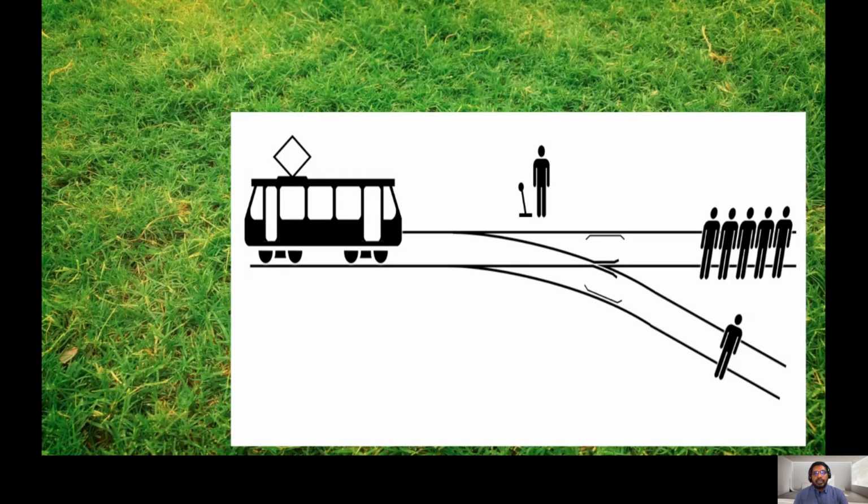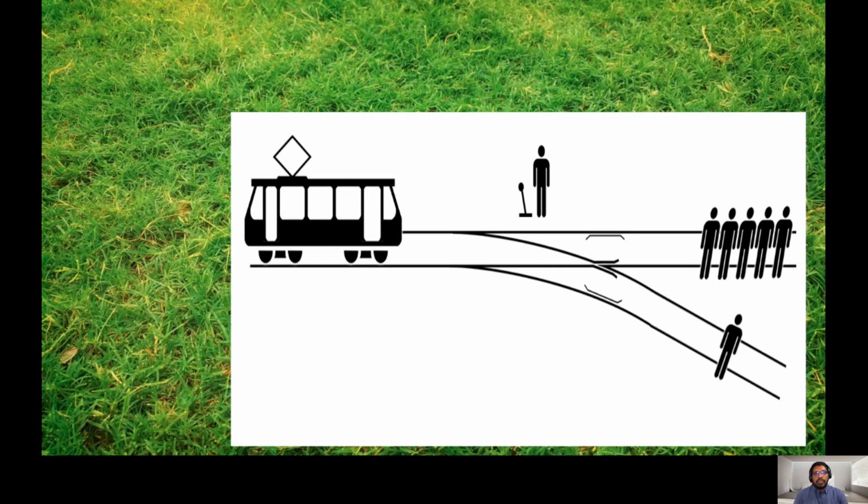There is a trolley which runs at a high speed on a given track, and let us assume you are the driver of the trolley. As you keep the course, you realize there are 5 people working on the track at a time when they are not supposed to be working. You cannot stop the trolley. Even if you try to stop, you will run over those 5 people and end up killing them.